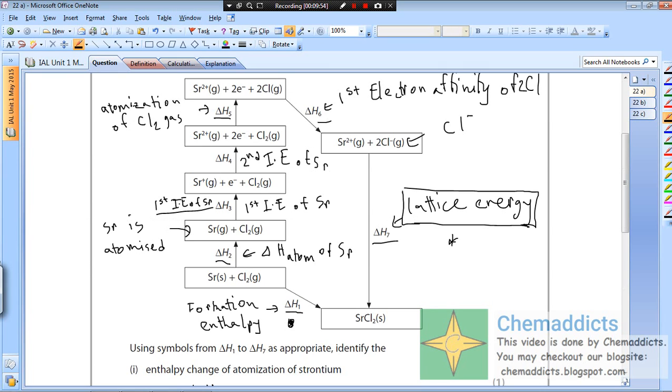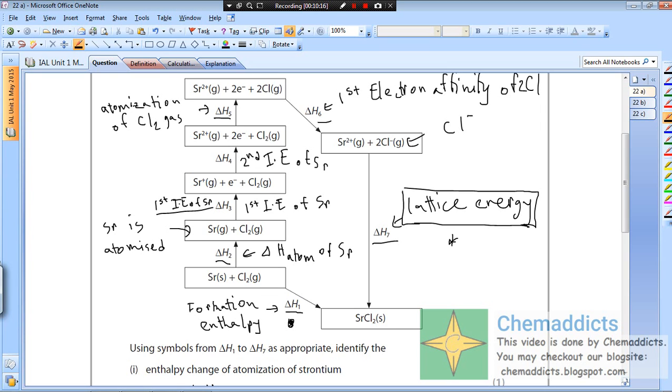Well, let me explain. Don't get confused. I hate when people get confused. So in here we can see that these are all in one direction, except this formation enthalpy. Now I get it. Hooray!